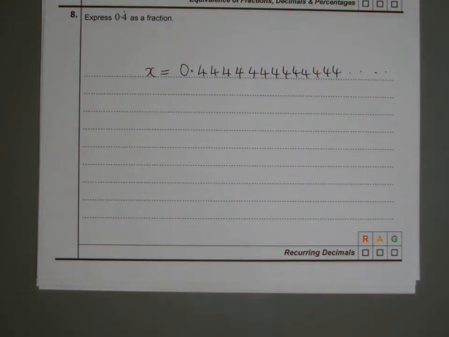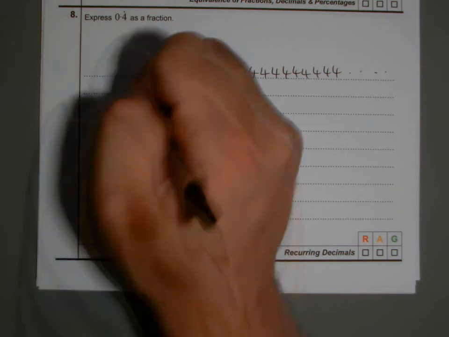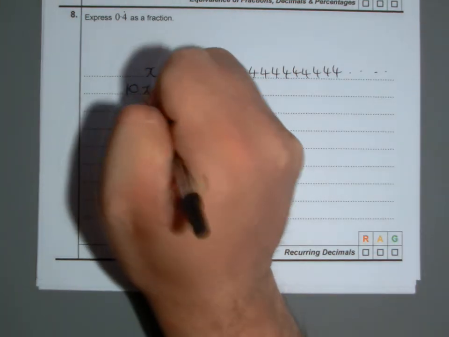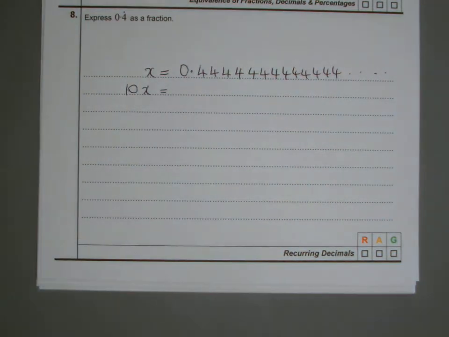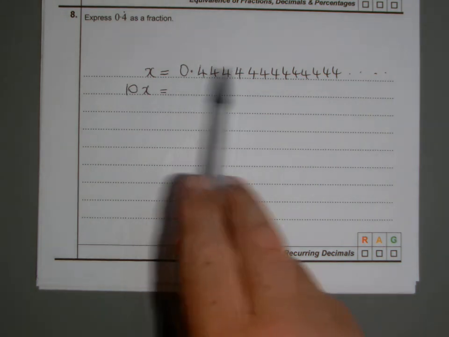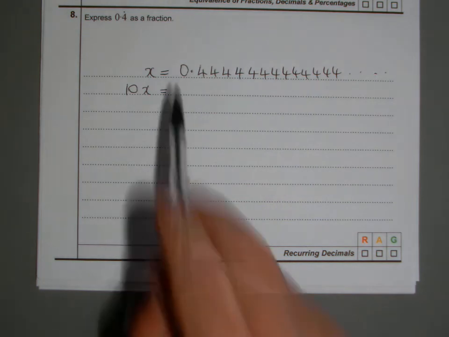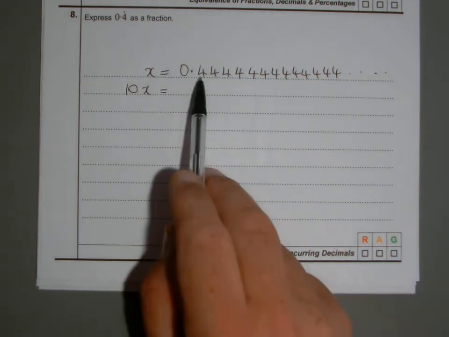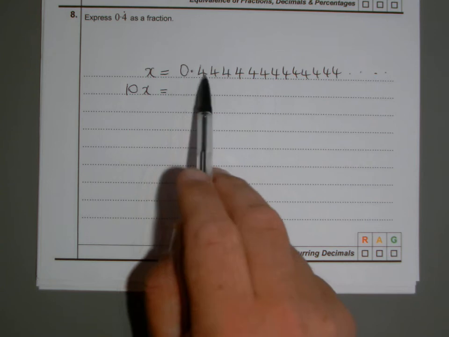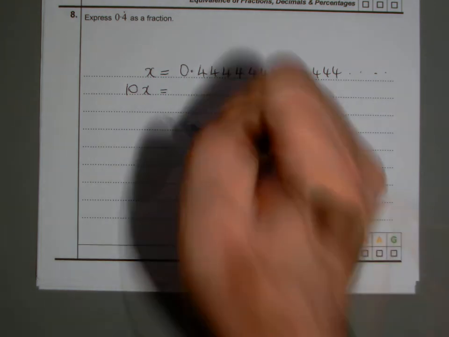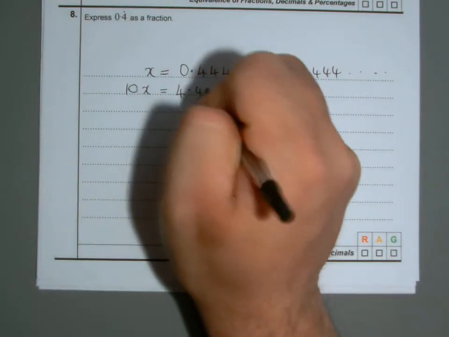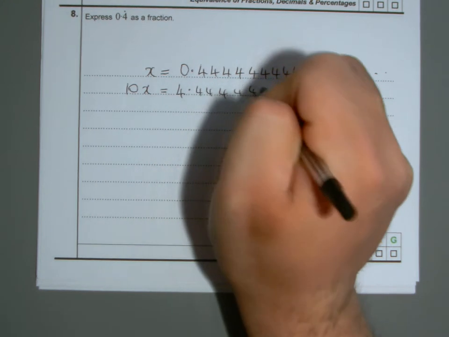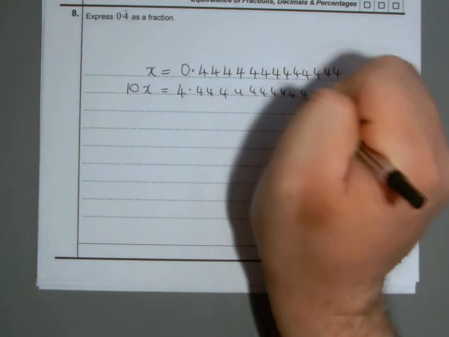Now, what happens if I times x by 10? Of course, I get 10x, 10 lots of x. If I times by 10, I'm making this 10 times bigger, so every digit moves up one place. So 0.44444 suddenly becomes 4.4444 and so on. And you've written what 10x is.